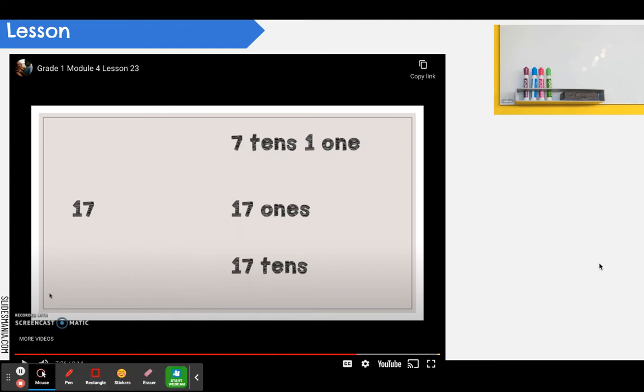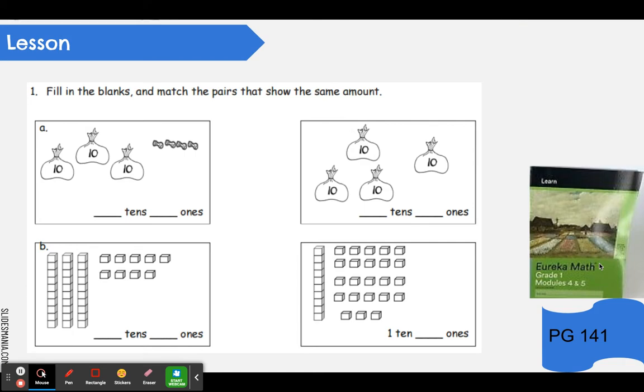So we're going to go ahead and move on to page 141. So everyone open up your page 141. It says, fill in the blanks and match the pairs that show the same amount. I know that this is going to be super easy for a lot of you. So all you have to do is tell me how many tens you see and how many ones. And you're going to have to match it to the pair that shows the same amount. So let's go ahead and look.